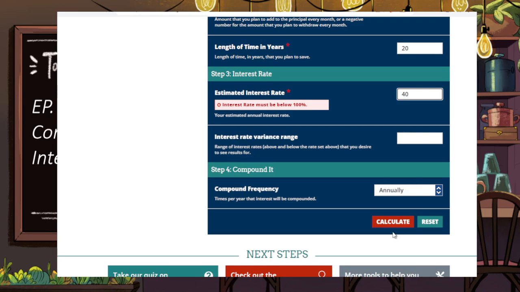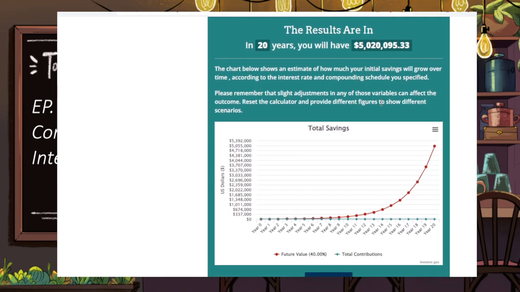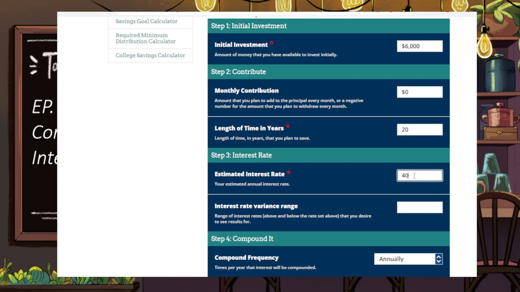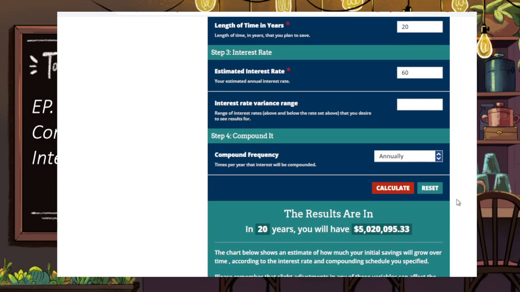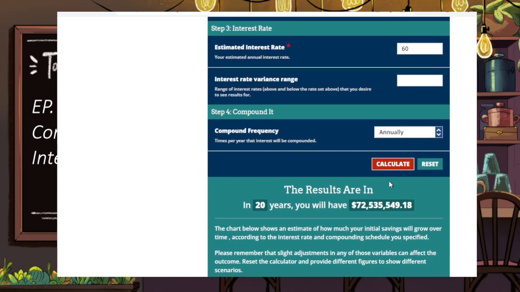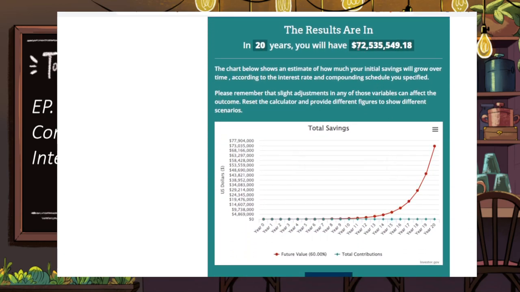We saw it at 40, right? So let's go ahead and calculate that. That was 5 million in 20 years. Let's just say if it was 60, just for kicks. We went to 60. So we have 72 million in 20 years, right? And you can see how the compounding, it's like nothing. Even year 10, it's just a little bit more, 600,000 versus 500,000, right?